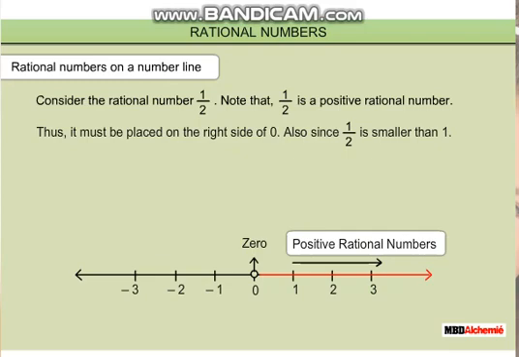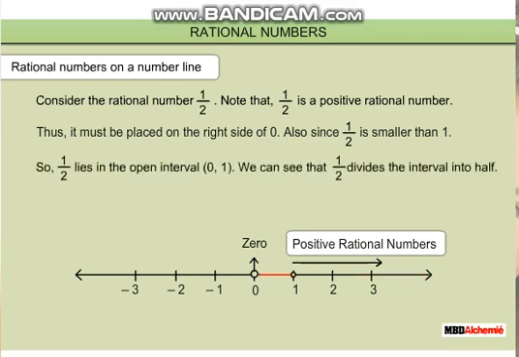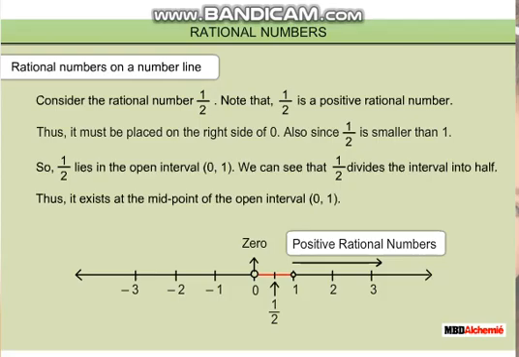Also, since 1 upon 2 is smaller than 1, 1 upon 2 lies in the open interval 0 to 1. We can see that 1 upon 2 divides the interval into halves. Thus, it exists at the midpoint of the open interval 0 to 1.